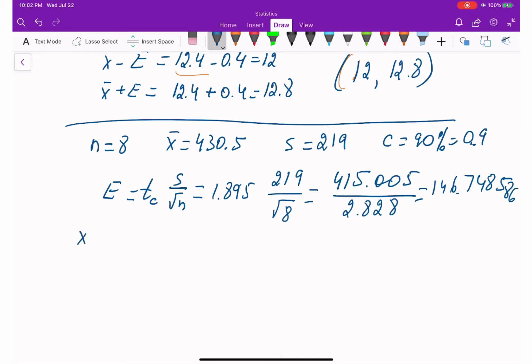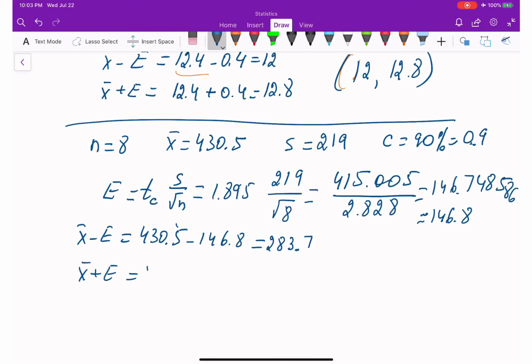From here, X bar minus error, our X bar is 430.5, so we have only one decimal. So I'm rounding all the way to one decimal, and it is going to be approximately 146.8. So 430.5 minus 146.8 is equal to 283.7. And X bar plus error is going to be equal to 430.5 plus 146.8, which is 577.3.